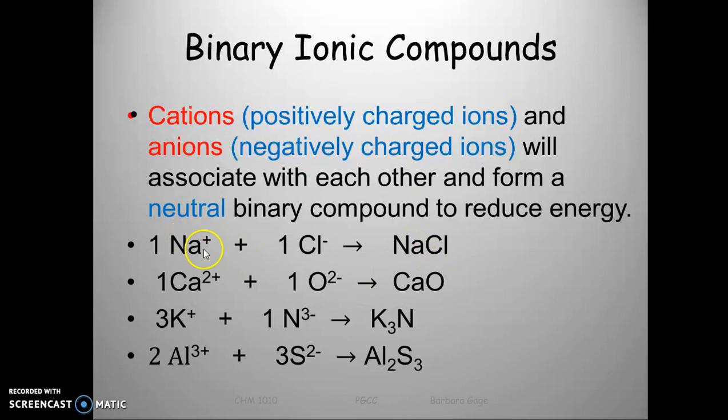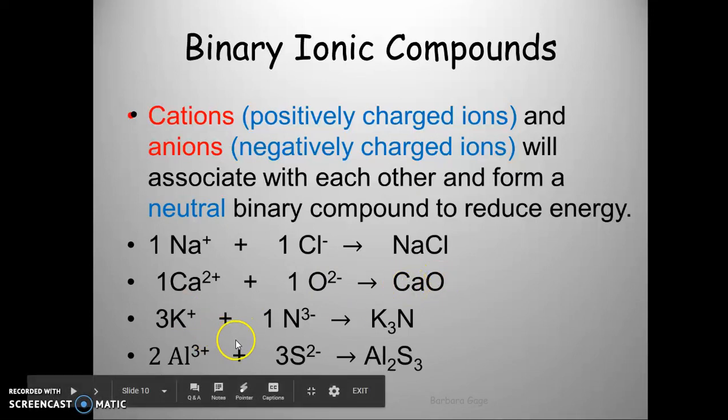So again, here on our reactants, they are ions. We have a cation and an anion. When they combine together, they make a neutral compound. Here's an example of calcium. It's 2+ with oxygen. One oxygen is a 2-. When they combine together, they make calcium oxide. And again, that neutral compound.